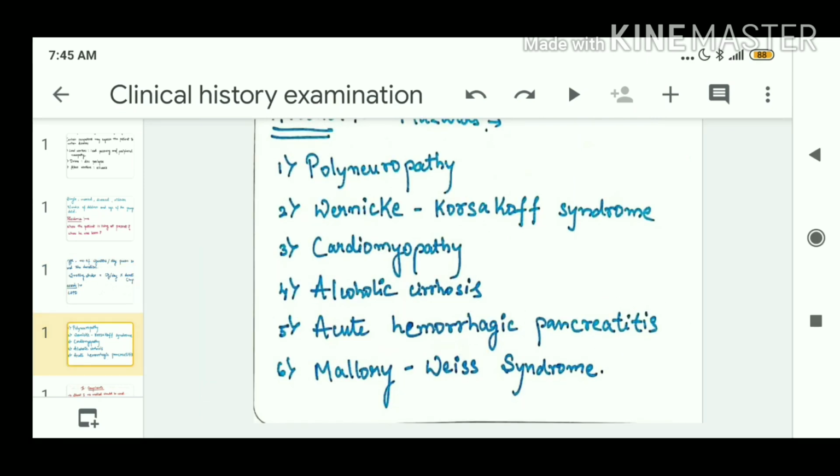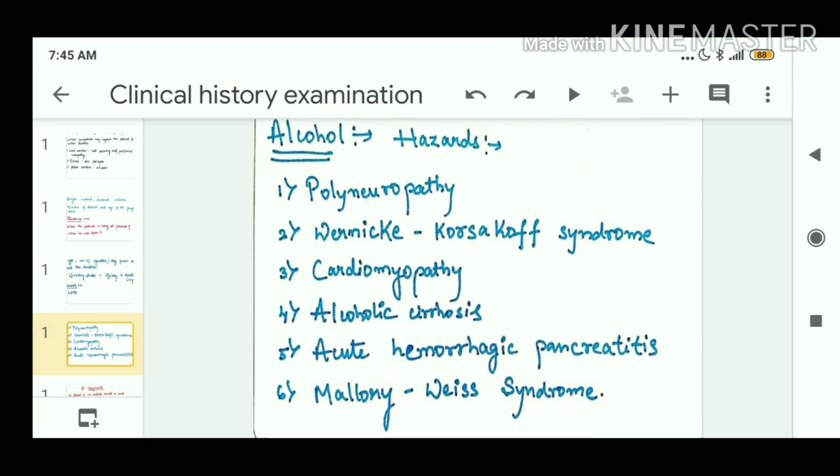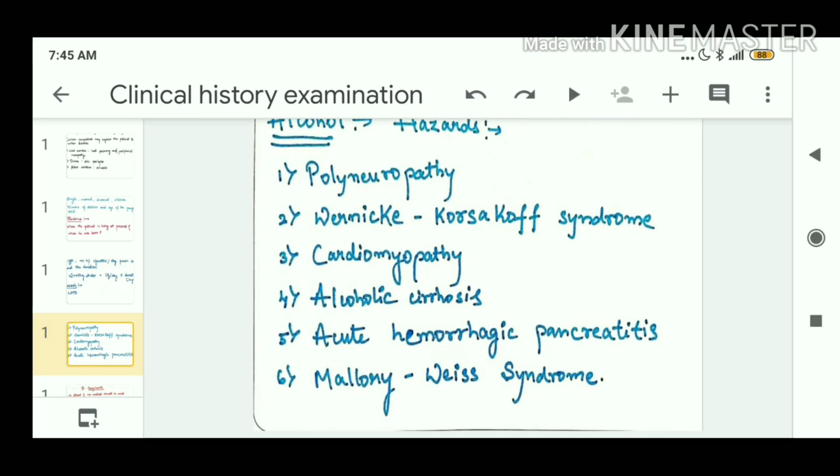What are the hazards of alcohol consumption then? It may cause polyneuropathy, Wernicke-Korsakoff syndrome, cardiomyopathy, alcoholic cirrhosis, acute hemorrhagic pancreatitis, and Mallory-Weiss syndrome.